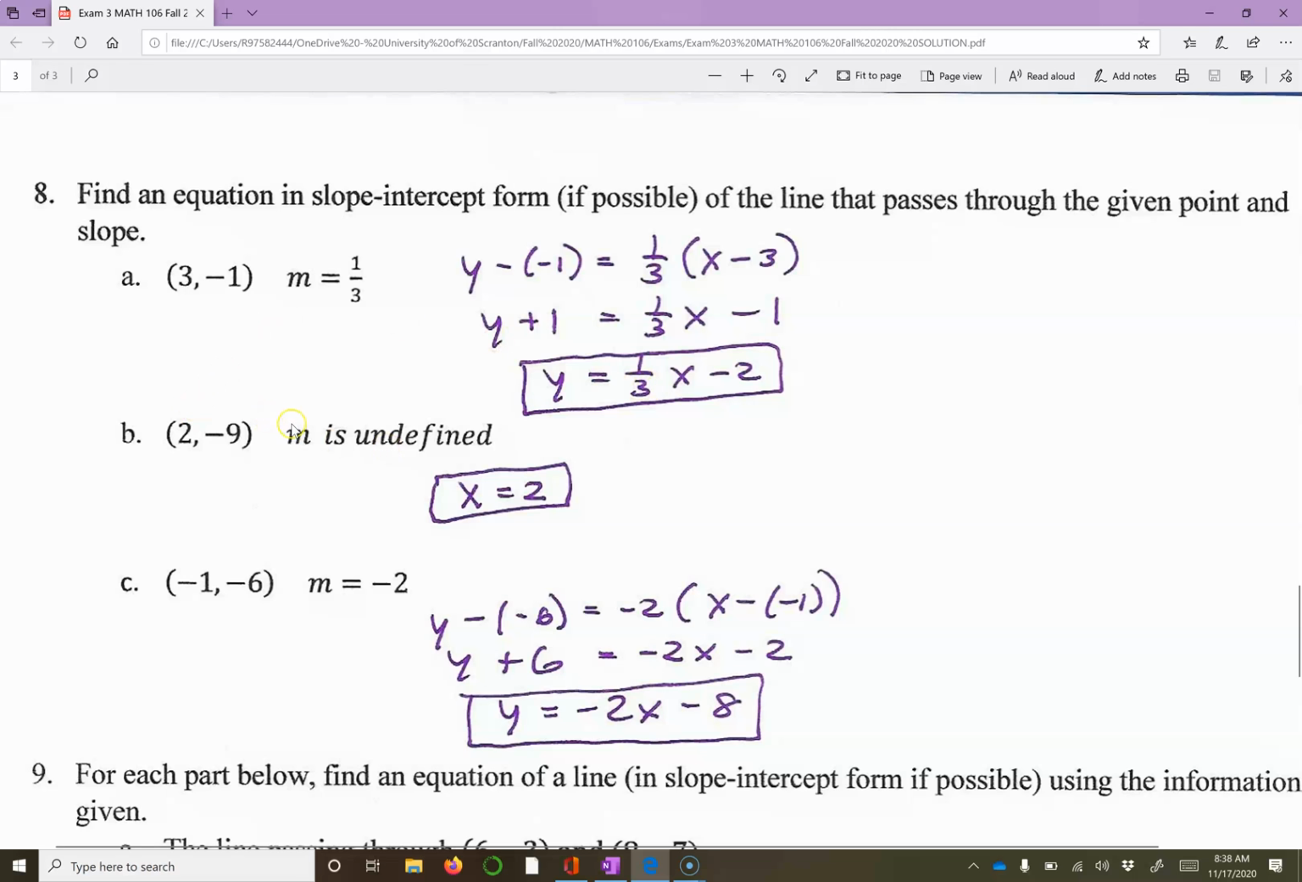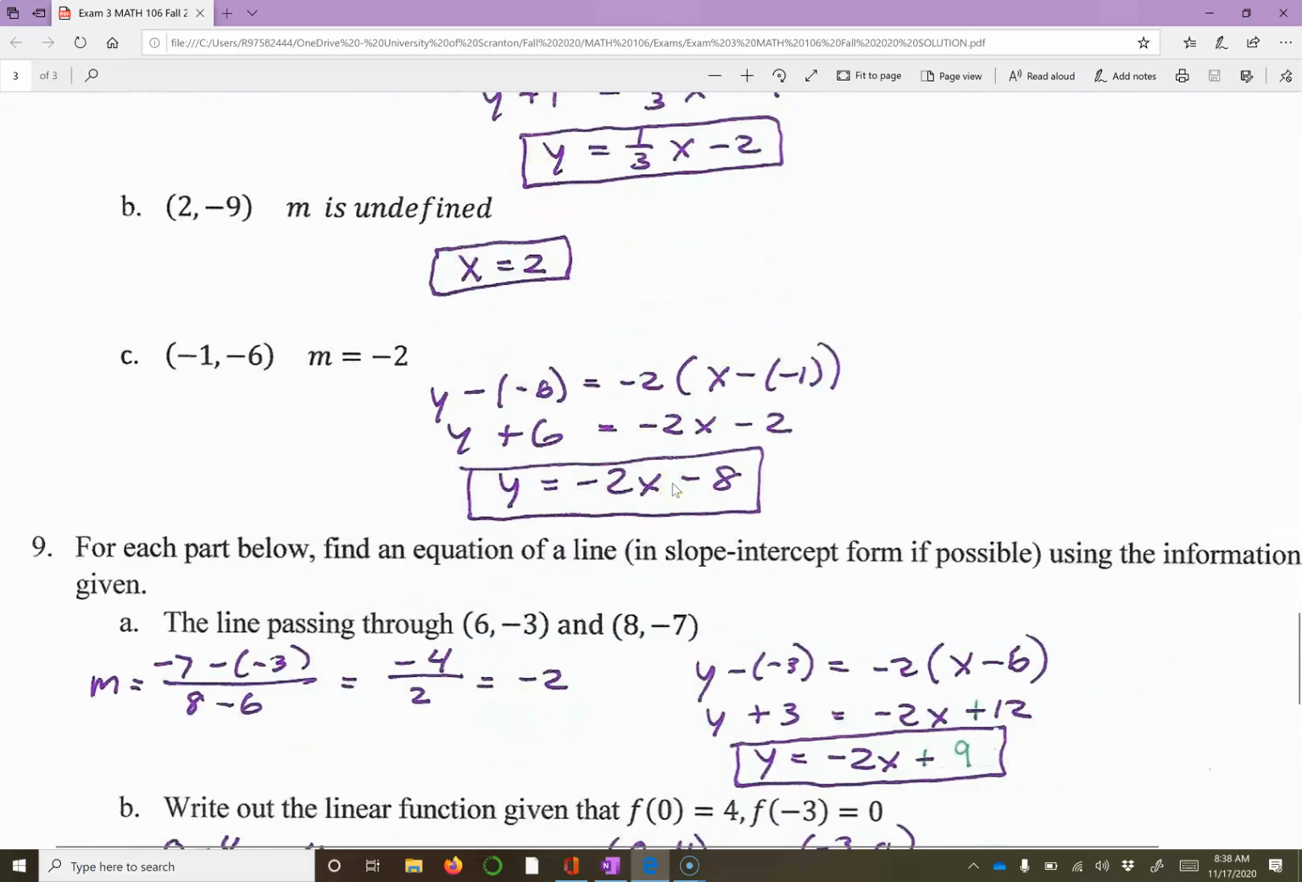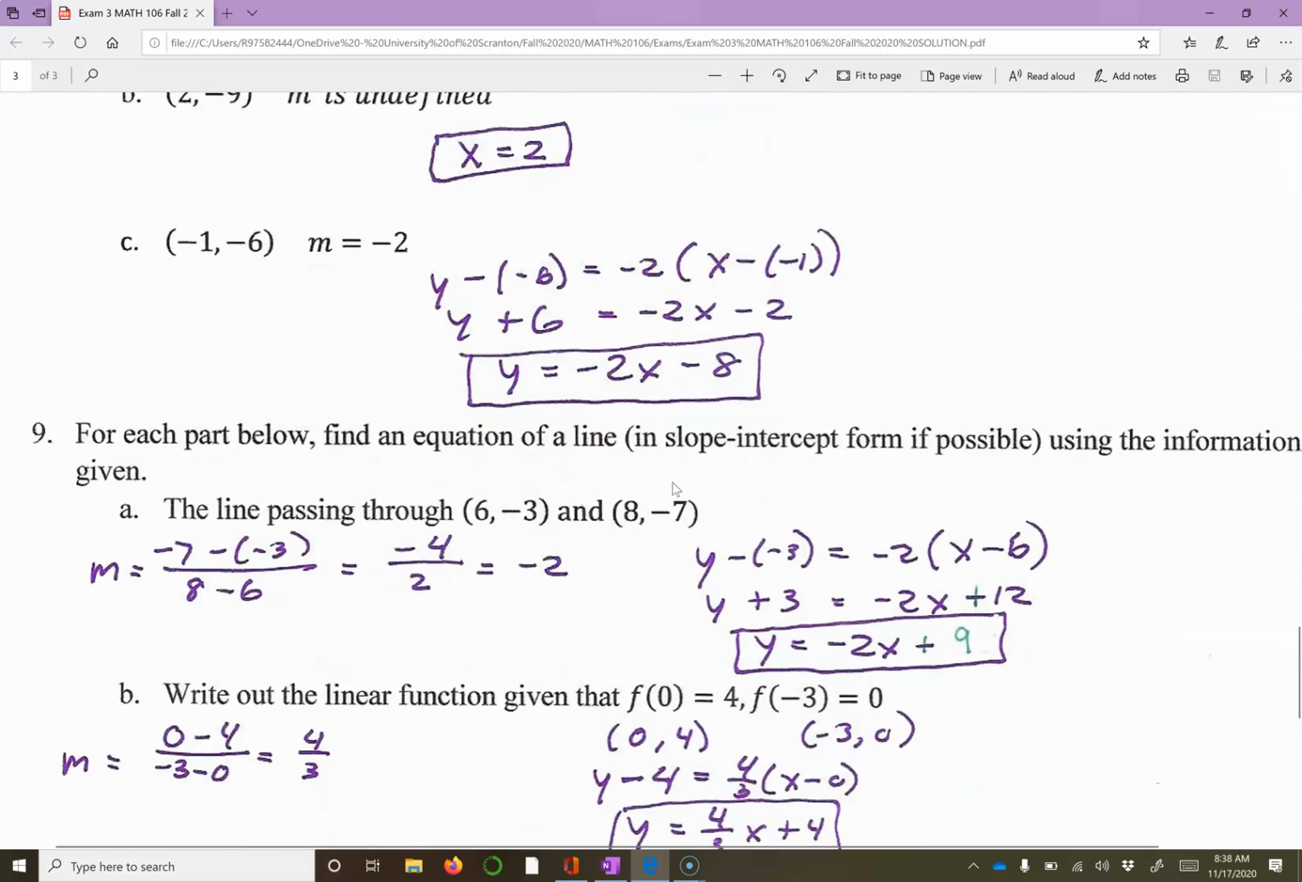Now part 2, m is undefined means it's a vertical line, right? So you have to take the x coordinate and just say x equals 2. That would be the equation of a vertical line. And then again, part C was just very self-explanatory. Just plug it into the point slope formula.